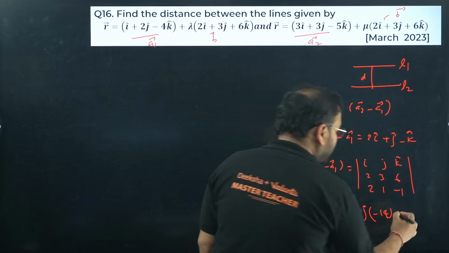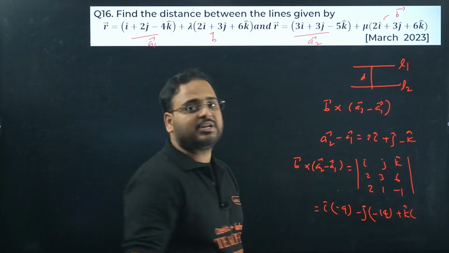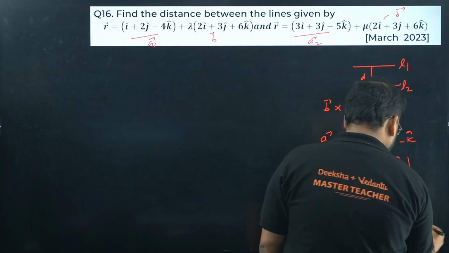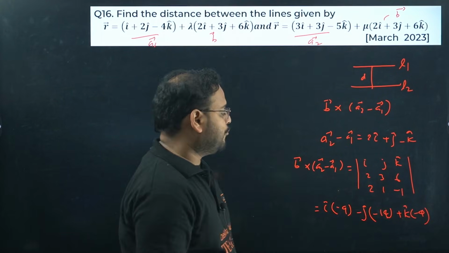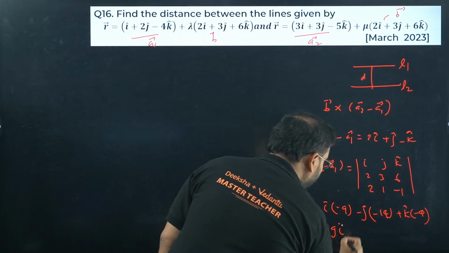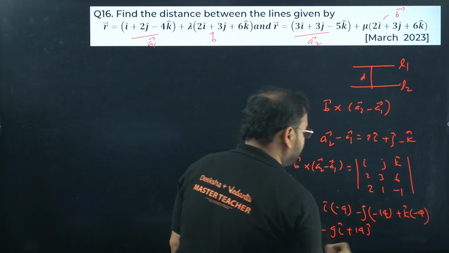Now plus k cap. Be sure about the calculations, because in an easy question, only a calculation mistake you can do. 2 minus 6, so minus 4. Check here. I'll have minus 9 i cap plus 14 j cap and minus 4 k cap.